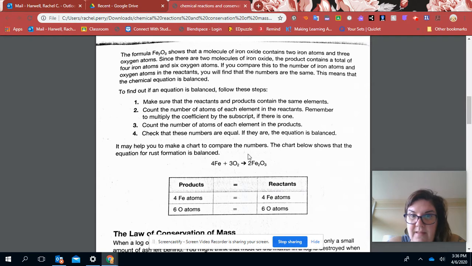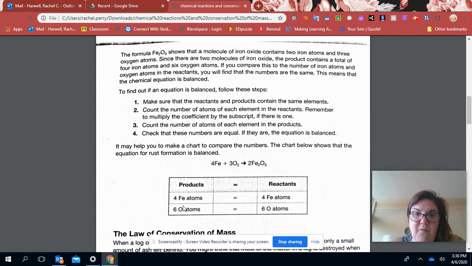But I literally make a line wherever the yield is. And I write out, so I have Fe, so I have iron, and I have oxygen. On this side I have iron and I have oxygen, and I literally count out how many of each. So very much like this. Okay, so this equals would be your yield sign.